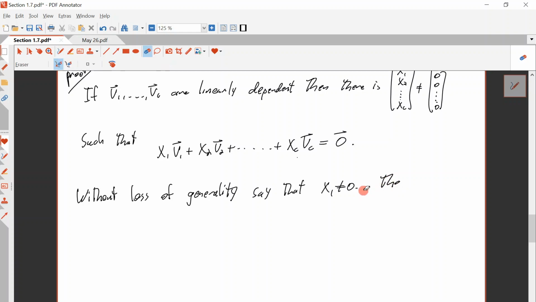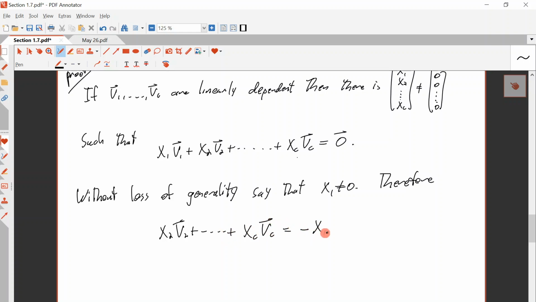Therefore, x2 v2 plus xc vc is equal to minus x1 v1. So divide by that. And that's why we needed x1 not to be 0, because otherwise I can't divide, right? You can't divide by 0.